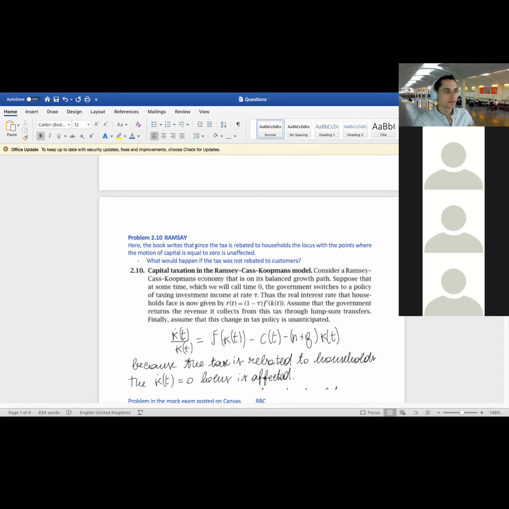Is it possible that it is not rebated? Sure. I mean, you can do anything. The government can take it and throw it into the ocean if they want. You want to have them do that?